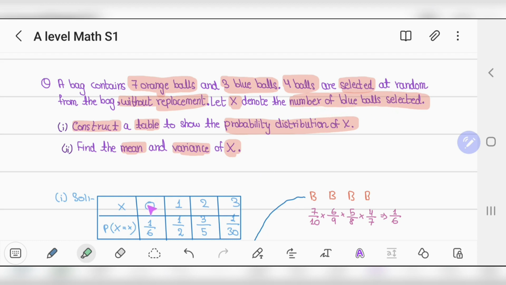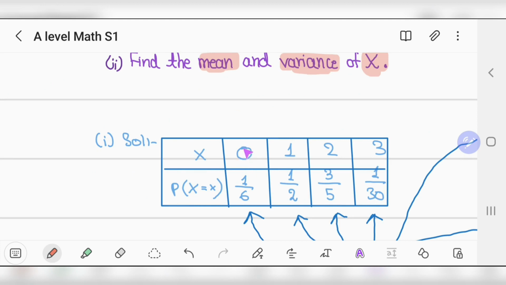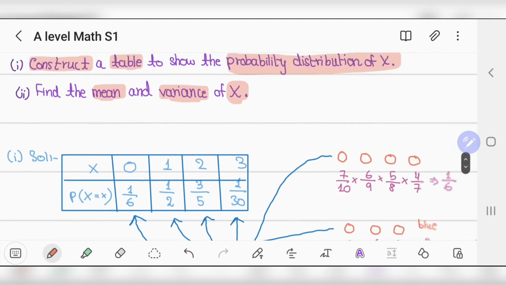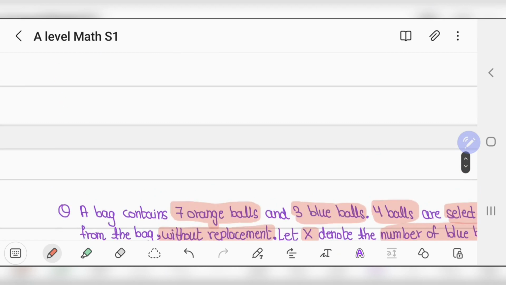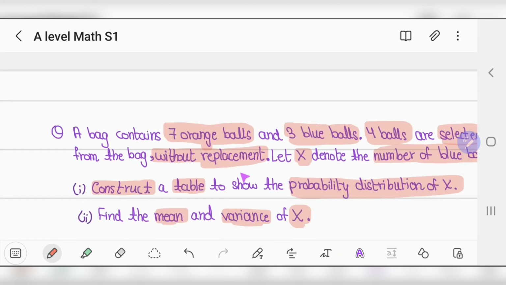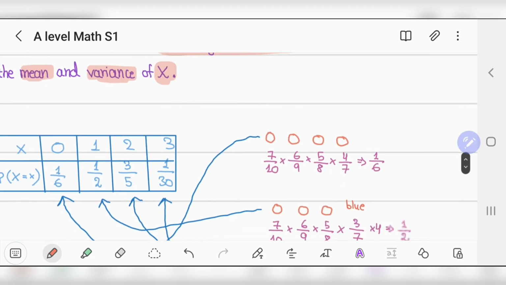Let's say we have selected 0 blue balls. In this probability distribution, we need to find the probability of having 0 blue balls, then the probability of selecting 1, of having 2, and of selecting 3. So what happens if we select 0 blue balls? We are only selecting 4 orange balls. The probability is 7 upon 10, then 6 upon 9, then 5 upon 8, then 4 upon 7. Since it's without replacement, the ball selected hasn't been replaced, so the total number is reduced by 1 and the probability for the next ball being chosen also changes. So these are dependent events.